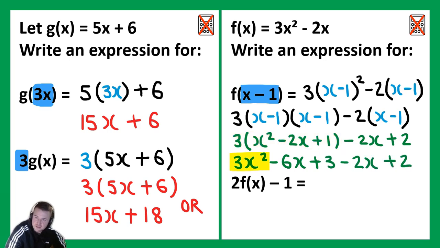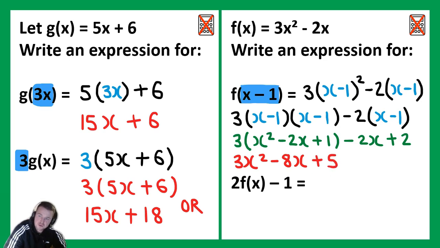I can simplify, collecting like terms. 3x squared shares no like terms, so will stay the same. Negative 6x will collect with negative 2x and give me negative 8x, and 3 plus 2 will simplify to give me positive 5, meaning my final answer is 3x squared minus 8x plus 5.